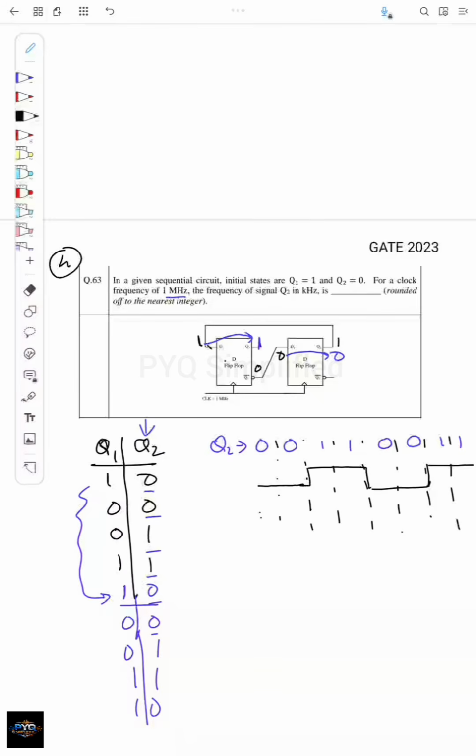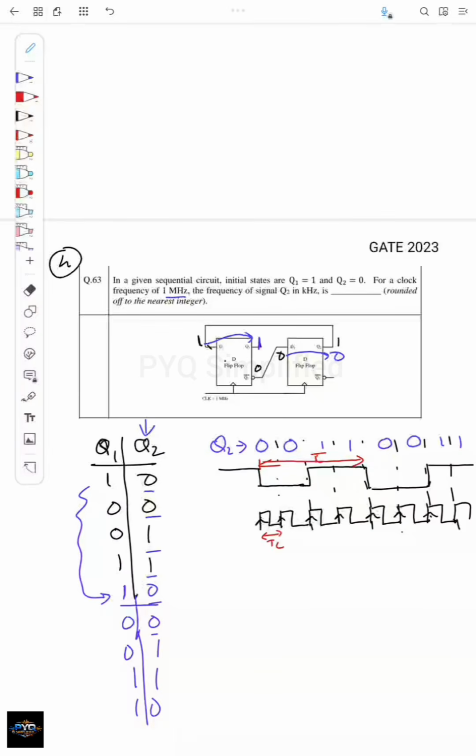This happens at the rising edge of the first clock, then the next rising edge of the clock, and the next clock, like that, right? In each clock period these signals will come. At each of these rising edges these changes happen. And the previous value should have been 1, right? So what is the time period of this output q2? This will be the time period, because it is repeating. And this is the time period of the clock, tc.